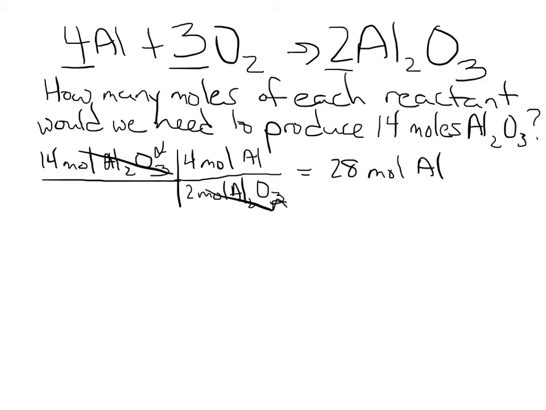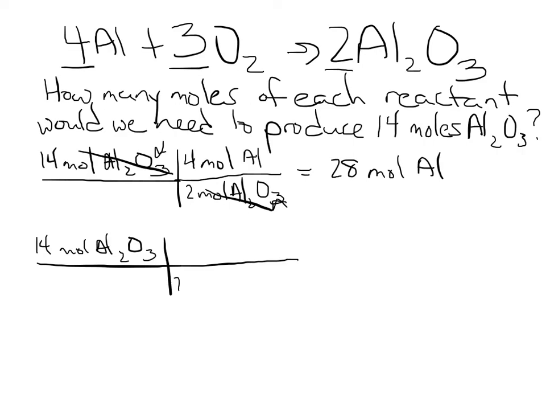Now, you probably could have done that calculation in your head, but again, like I said in class, it's important to get used to using this method for when we get into some slightly harder problems, 2 and 3 steppers. So, next, we want to know how many moles of oxygen we're going to get. So we're going to start with the same 14 moles of aluminum oxide, because that's what we know from the problem.